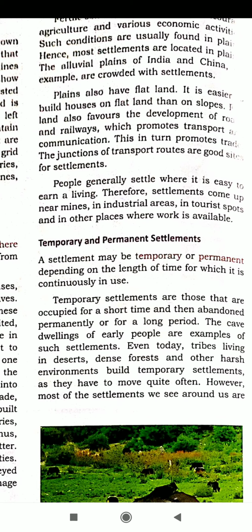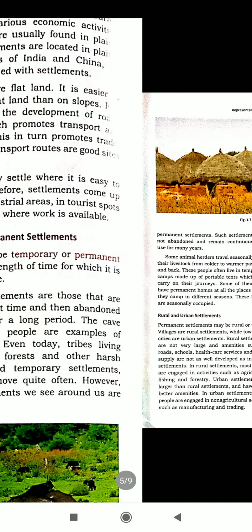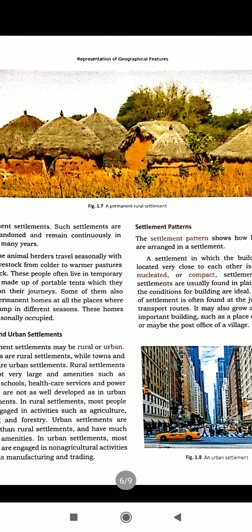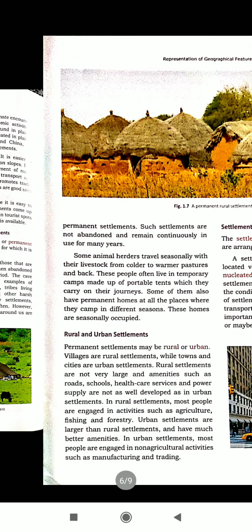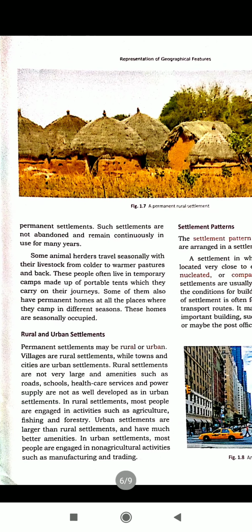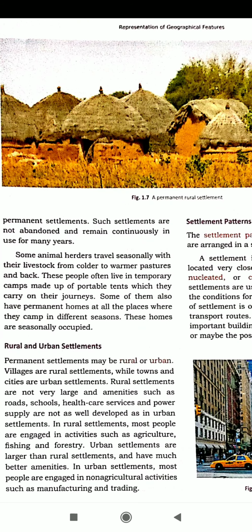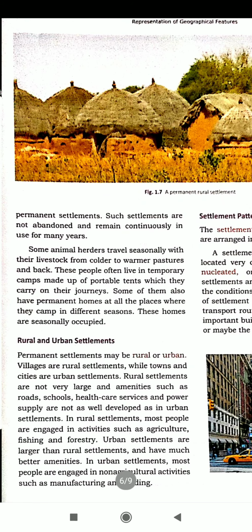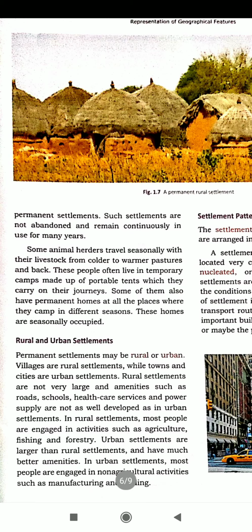However, most of the settlements we see around us are permanent settlements. Such settlements are not abandoned and remain continuously in use for many years. For example, Red Fort is a permanent settlement. Taj Mahal is a permanent settlement. Some are historical buildings. For example, our houses are permanent settlements.